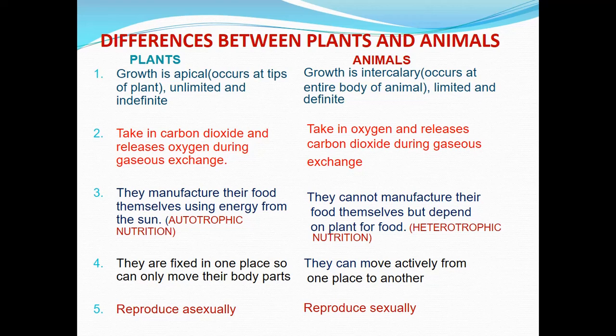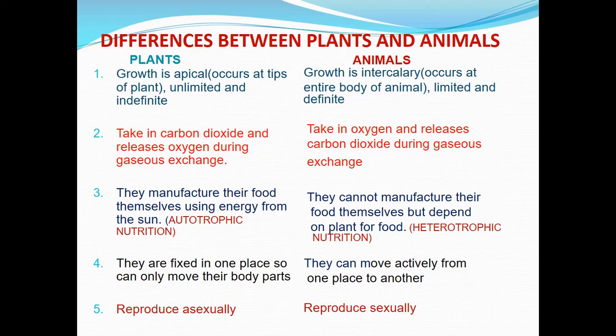Number 3. Plants manufacture their food themselves using energy from the sun. This type of nutrition is called autotrophic nutrition. Animals, they cannot manufacture their own food themselves, but depend directly or indirectly on the food from the plants. And so this type is called heterotrophic nutrition.